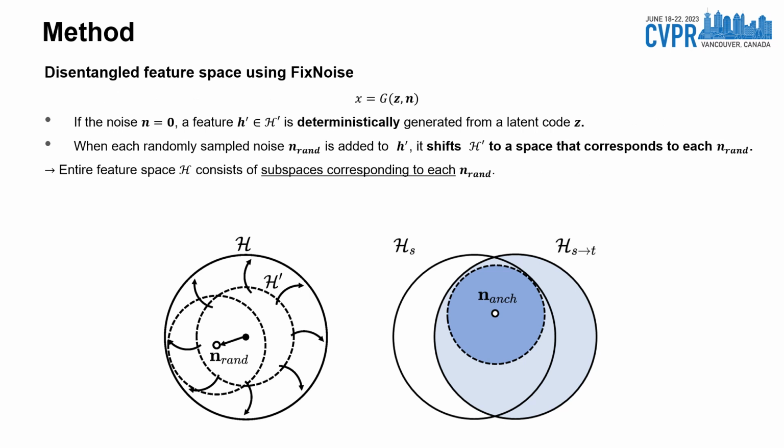A final output image is generated from two input components, the latent code, Z, and the per-pixel Gaussian noise, N. If the noise is 0, a feature h' is deterministically generated from a latent code, where H' is a subspace of H corresponding to 0 noise. As shown in the bottom left figure, when each randomly sampled noise is added to small h', it shifts large H' to a space that corresponds to each random noise. This shift of subspace by each noise input consequently expands H' to H. It signifies that the feature space H consists of subspaces corresponding to each random noise.